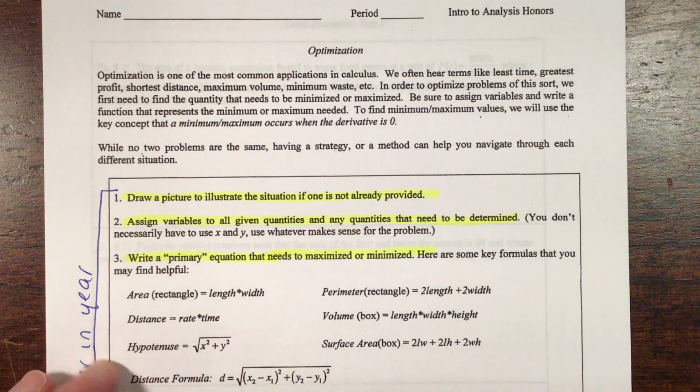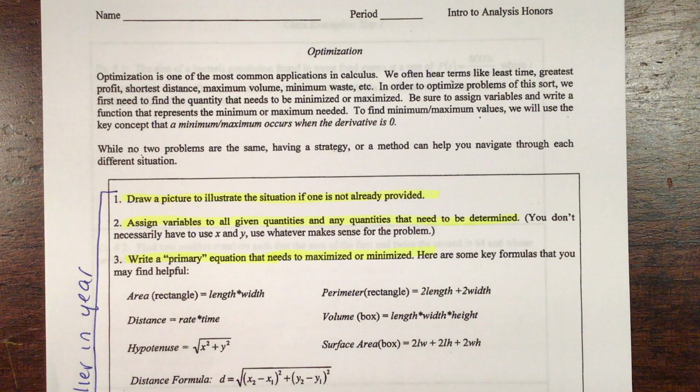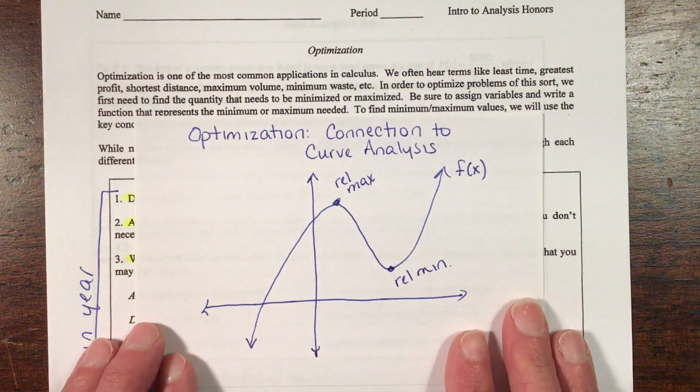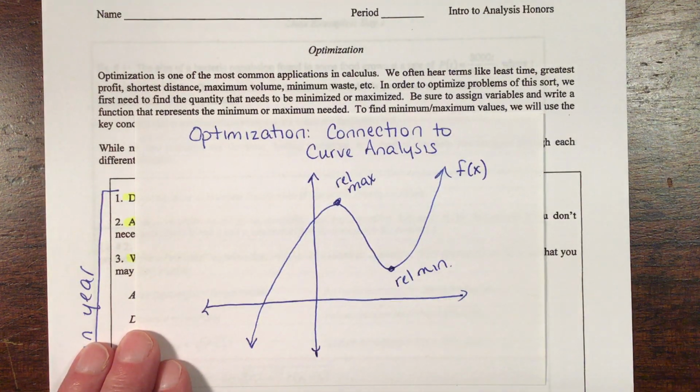In order to optimize problems of this sort, we first need to find the quantity that needs to be minimized or maximized. We're going to do the same thing regardless. Be sure to assign variables, write a function that represents the minimum or max needed, and to find the minimum or maximum values, we're going to use the key concept that a minimum or maximum occurs when the derivative is zero. Okay, so before we really start, I just want to show you the connection to curve analysis.